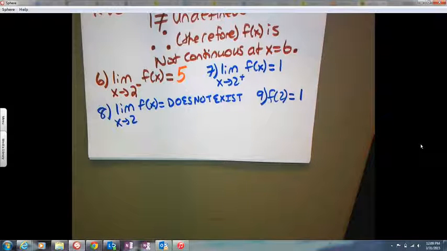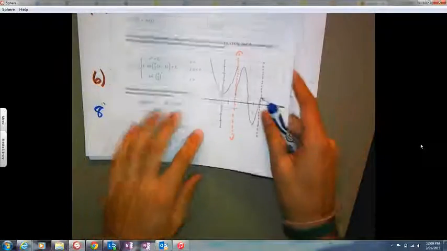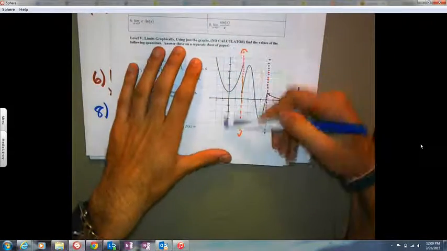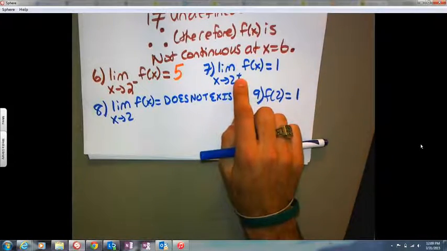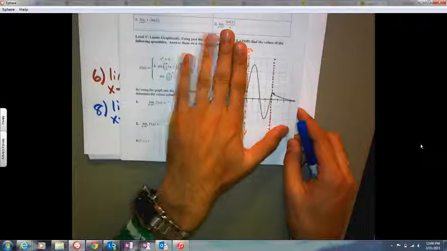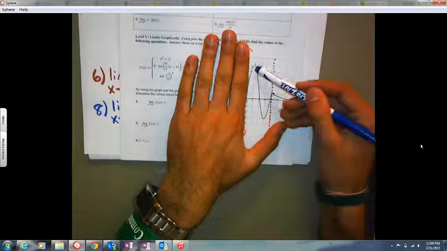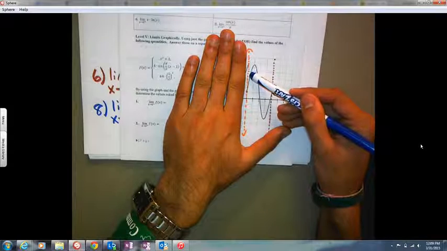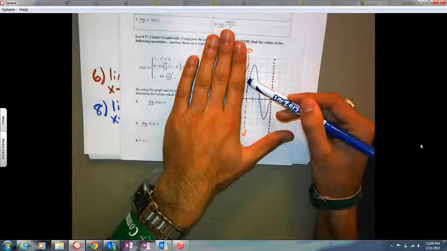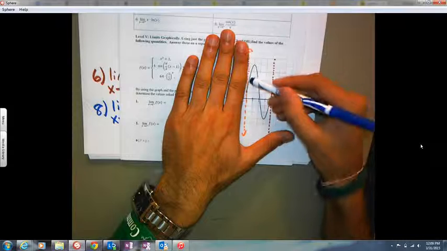Okay. So we're looking here. Here's our wall. And we want to know what happens as we approach the wall from the right. So do not care about the left side. As I'm approaching this wall from the right side, the y values are going down, down, down, and the y values, excuse me, are getting closer and closer to 1.